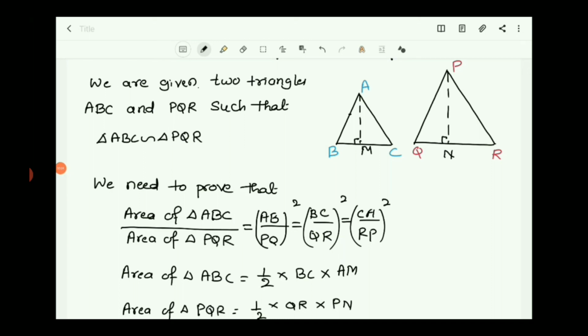Take triangles ABM and triangle PQN and prove that they are similar. By using any one of the similarity criteria, you prove that triangle ABM and triangle PQN are similar triangles. And here you write the names of the triangles ABM and PQN.